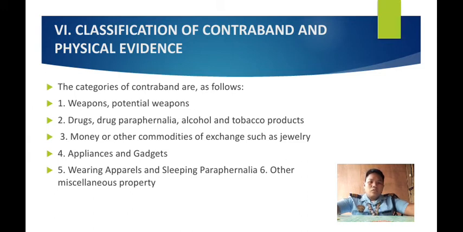So first, we have classification of contraband: weapons, potential weapons, drugs, drug paraphernalia, alcohol, and tobacco products, money or other commodities of exchange such as jewelry. We have also classified appliances and gadgets, wearing apparels and sleeping paraphernalia, and other miscellaneous property.